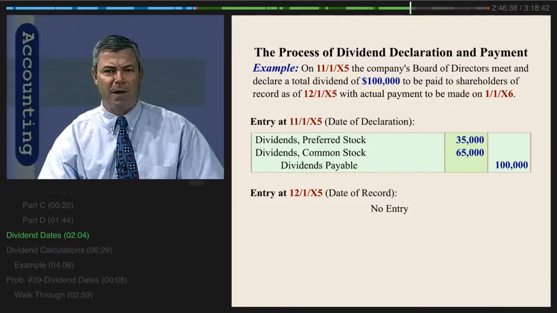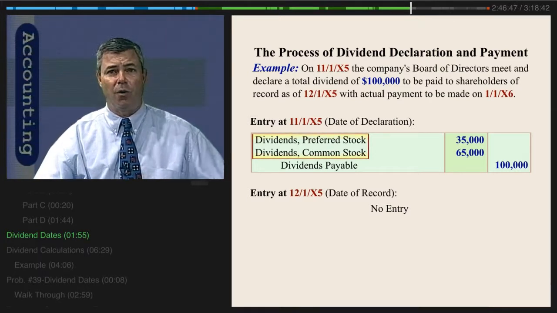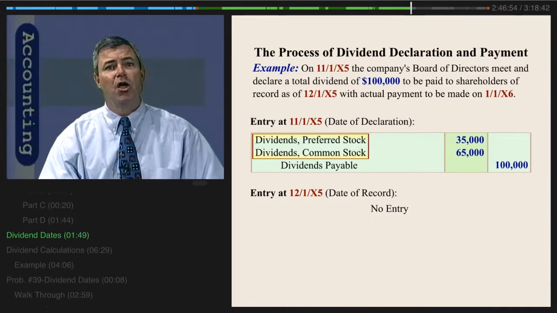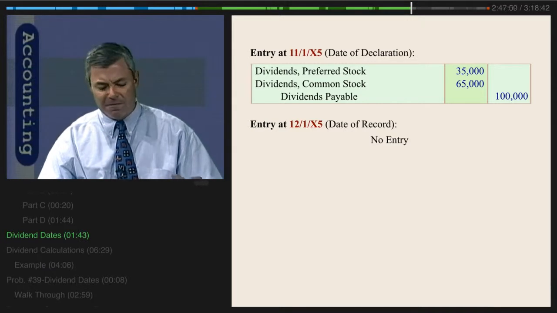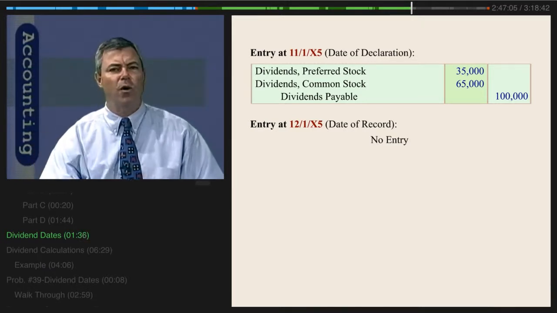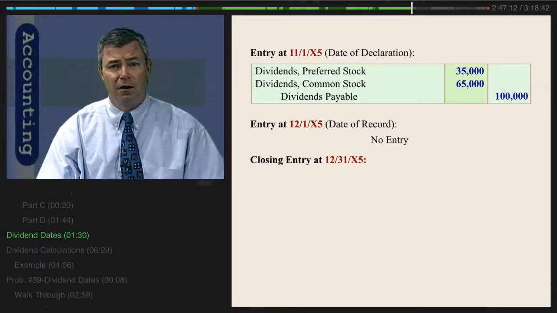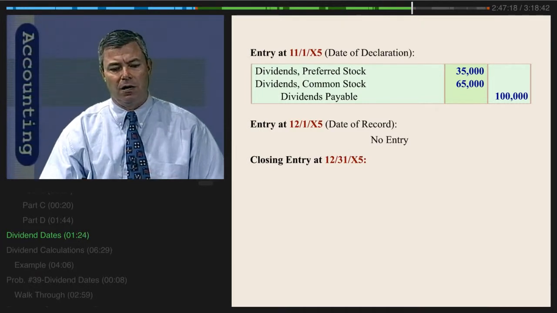Now, before I get to that date of payment and talk about the entry then, theoretically, we probably should address what happens to these dividend accounts as of the end of the calendar year, or if we're preparing financial statements, the end of the period in which we're preparing financial statements. Remember that the dividend accounts are owner's equity accounts in that they affect owner's equity by reducing retained earnings. And that reduction of retained earnings is recorded through closing entries at the end of a period. This is a review, going back to lesson 4. Dividend accounts are nominal accounts. They're not appearing on the balance sheet.